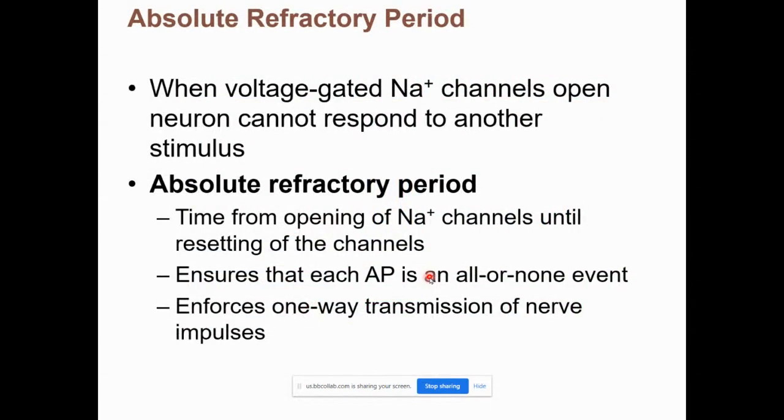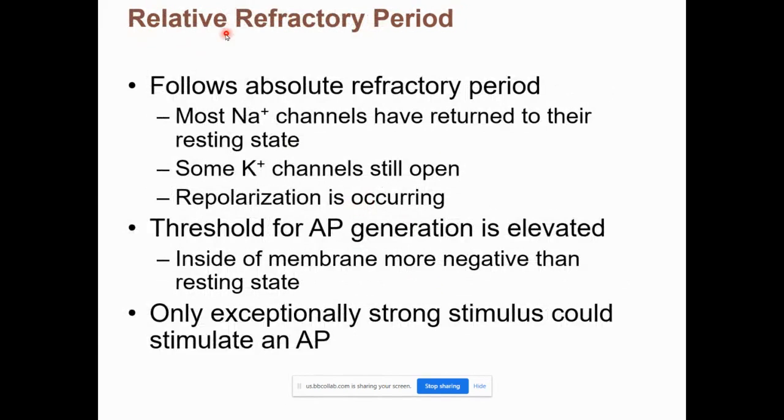All right, a couple more points to make in this chapter. I think I'm over an hour. I apologize, but probably just need 10 more minutes here. There's a couple periods. We already talked about the latent period a couple chapters back. That's the excitation contraction coupling. That was with muscle. But there's 2 refractory periods in this chapter, absolute and relative.